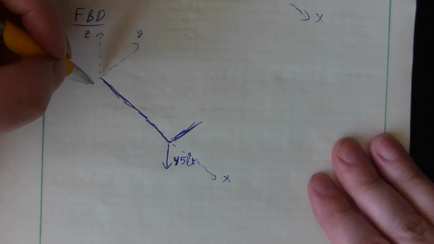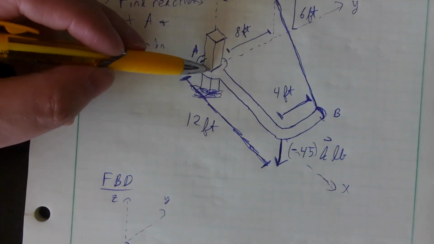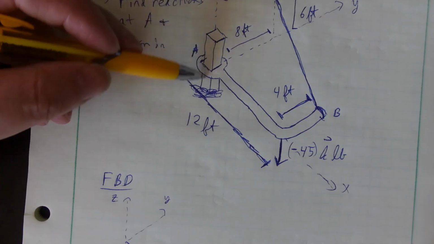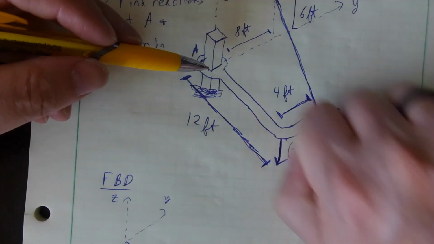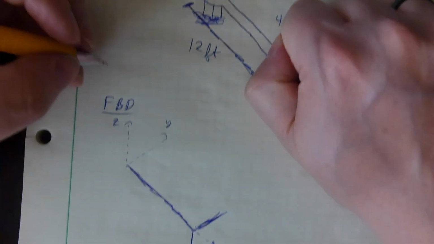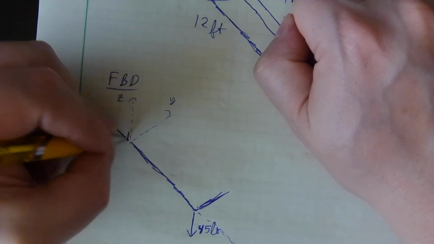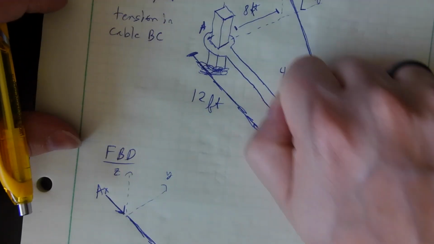But let's look at point A here. So again, it's this square collar. How can it move and how can it rotate? Well, it can move up and down, right? But if I grab on this thing and try to pull it in the positive x direction or push it in the negative x direction, there's something keeping it there. There's a reaction force, Ax, keeping me from pushing or pulling this thing.